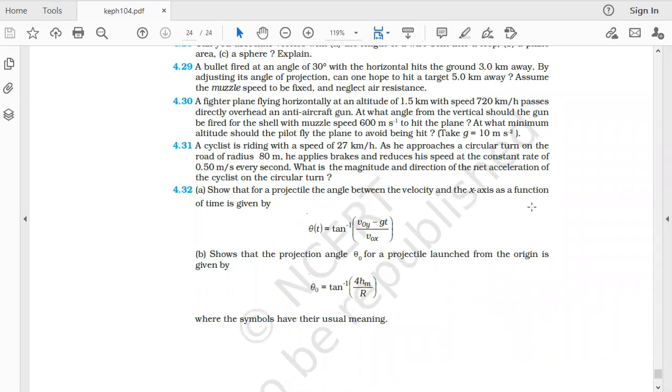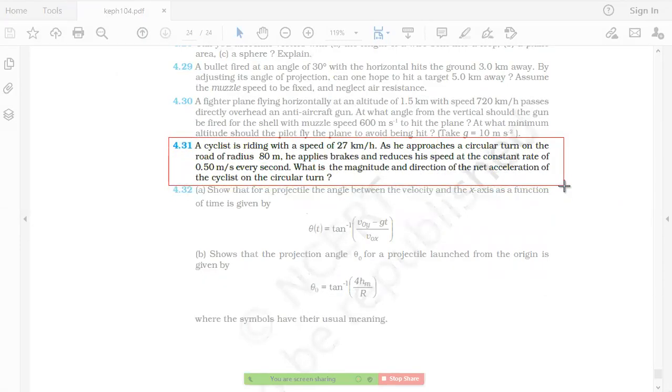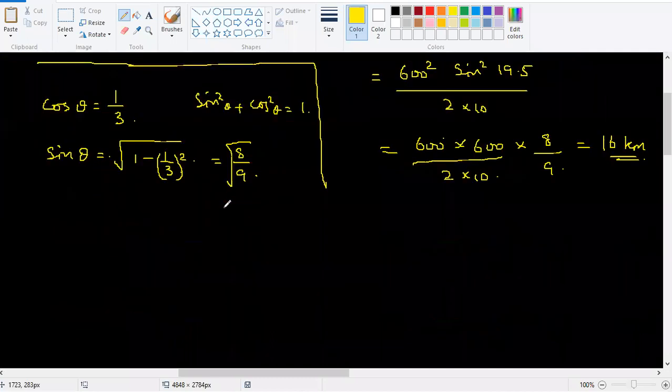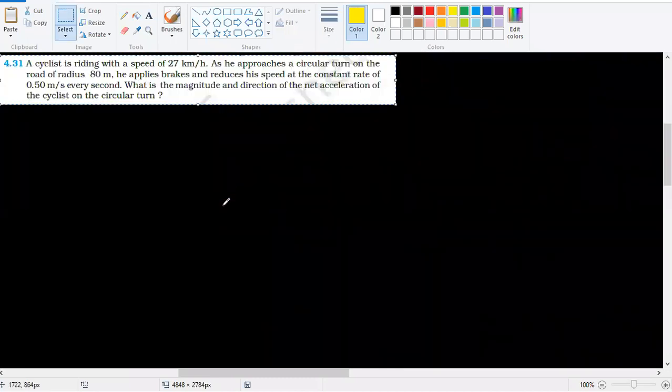A cyclist is riding with the speed of 27 km per hour as he approaches a circular turn on the road. Okay. So I think it's something to do with circular motion. Let's try that. A cyclist is riding with the speed of 27 km per hour. As he approaches a circular turn on the road of radius 80 meters, he applies brakes and reduces his speed at the constant rate of 0.5 meter per second every second. What is the magnitude and direction of the net acceleration of the cyclist on the circular turn?